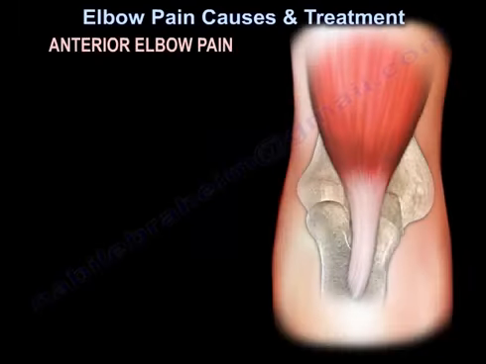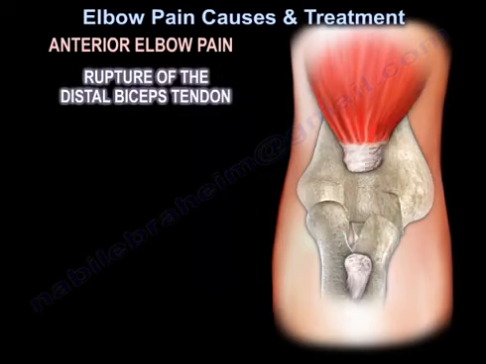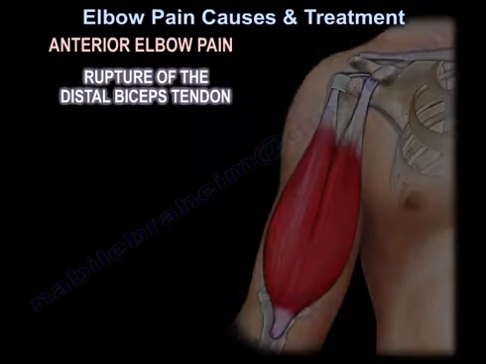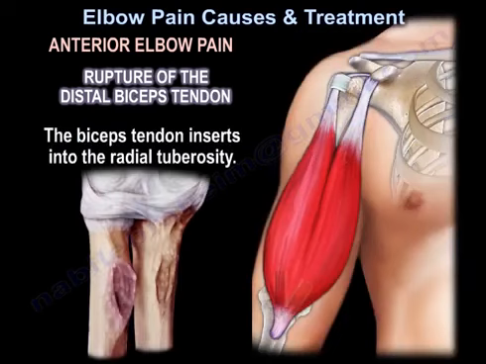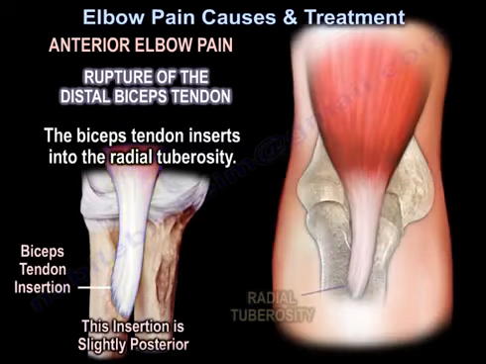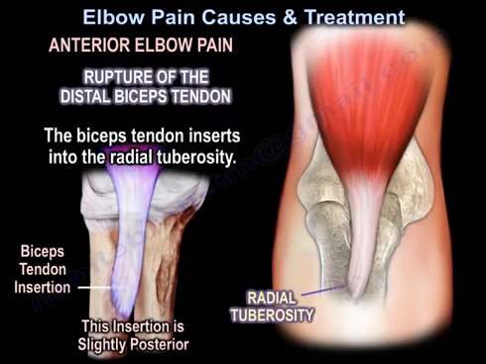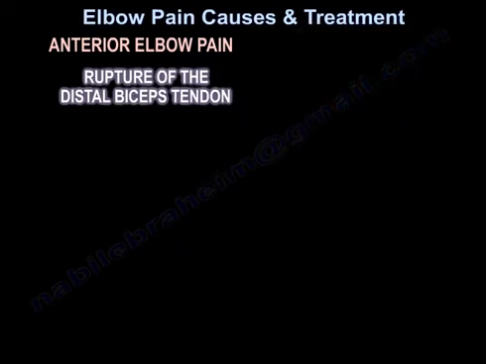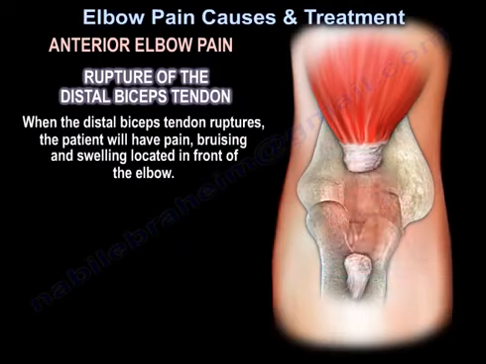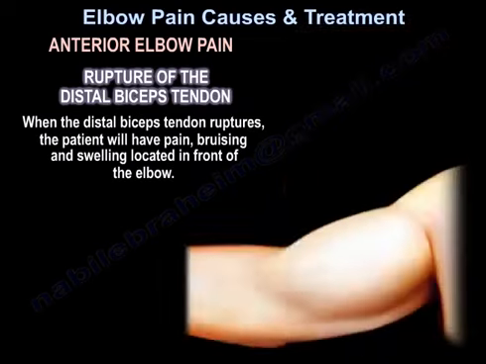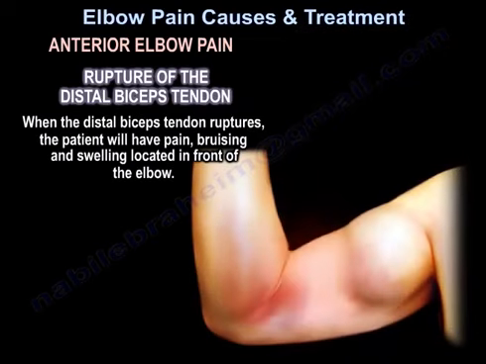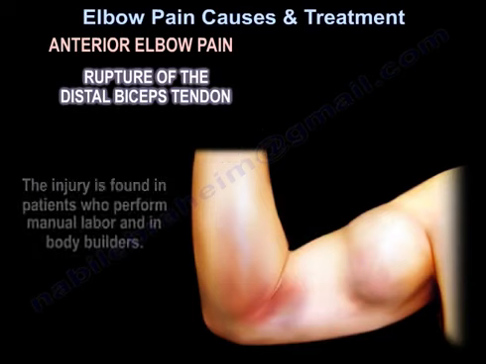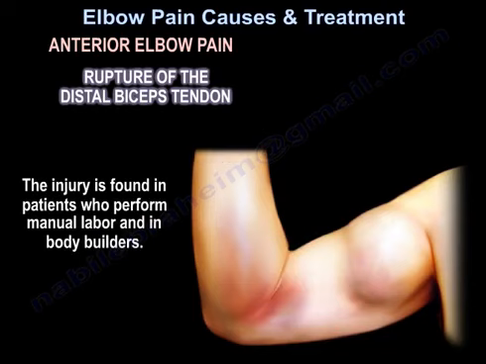The anterior elbow pain, distal biceps tendon rupture. The biceps tendon inserts into the radial tuberosity. It helps in flexion of the elbow and supination of the forearm. When the distal biceps tendon ruptures, the patient will have pain, bruising, swelling located in front of the elbow. The injury is found in patients who perform manual labor and in bodybuilders.